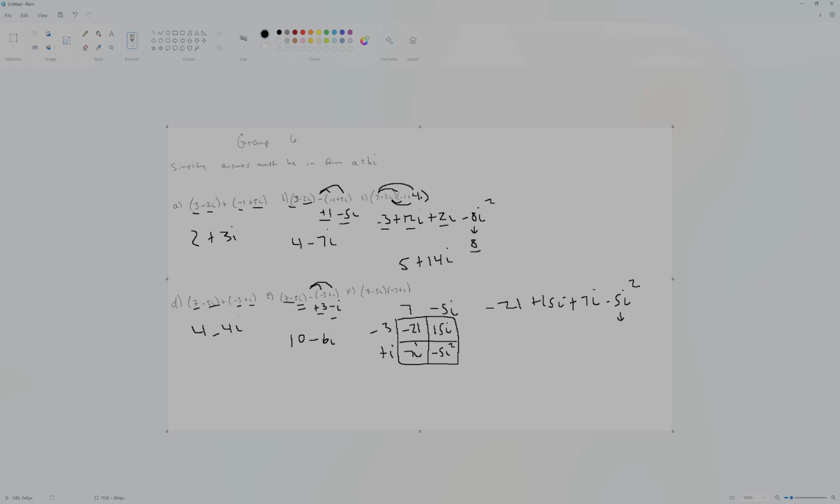However, because of the i squared, that negative 5 just becomes a positive 5 and the i's go away. So negative 21 plus 5 is a negative 16. 15i plus 7i is a positive 22i.